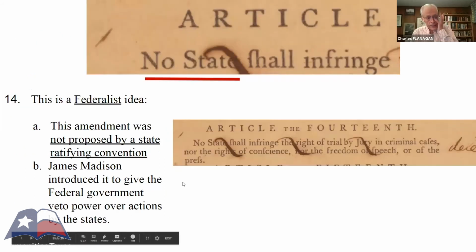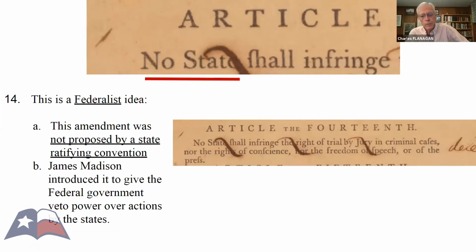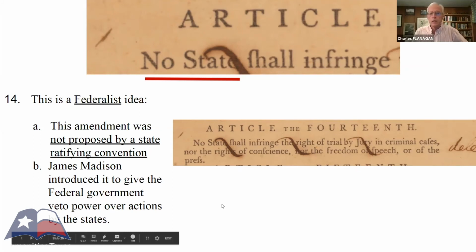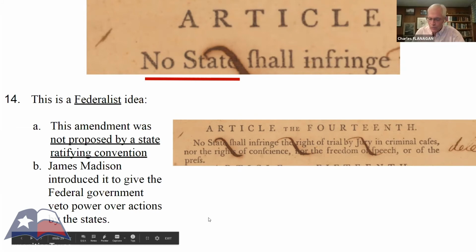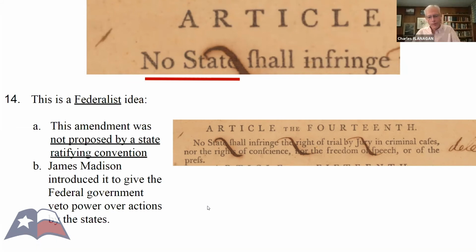Now, in this treatment of amendments, the 14th one is actually a Federalist idea. And this amendment was not proposed by a state ratifying convention. And it's an interesting anomaly to ask your kids to look at. James Madison introduced it. He said it was the most important idea, and he introduced it to give the federal government veto power over the actions of the states. And so you'll see the first 2 words on it: no state. No state shall infringe the right of trial by jury in criminal cases, nor the rights of conscience, nor the freedom of speech or of the press. And so you can see here that this is a federalist idea, because it would be the federal government reining in the states. And so it gives you more of the sense that this is a debate.